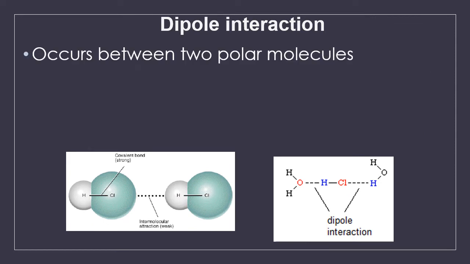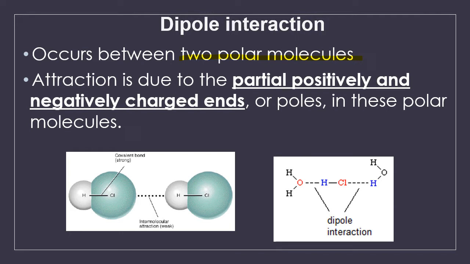Dipole-dipole bonding occurs between two polar molecules, and they're attracted to each other because there's a partial positive end and a partial negative end. Opposites attract. And so down here I have two pictures for you. One you already saw, two HCl molecules. They both are polar molecules, and the chlorine is the partial negative, the hydrogen is the partial positive, and you can see there's an attraction between the positive and the negative end of them.